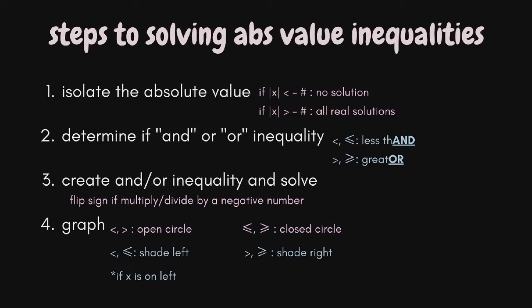And then graph just like you would a normal inequality. So if it's not equal to, it'll be an open circle. If it is, it'll be a closed circle. And if x is on the left and it's less than or equal to, you'll be shading to the left. If it's greater than or equal to, you'll be shading to the right. So let's do some examples.